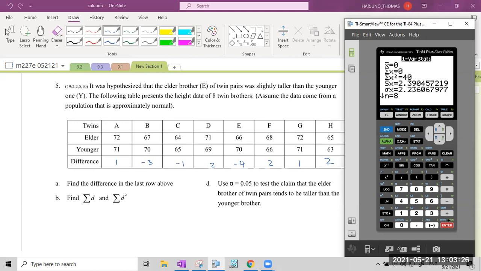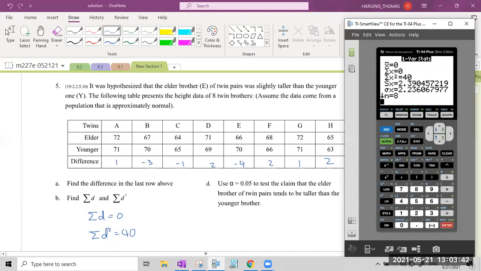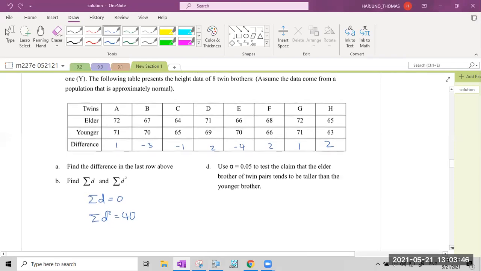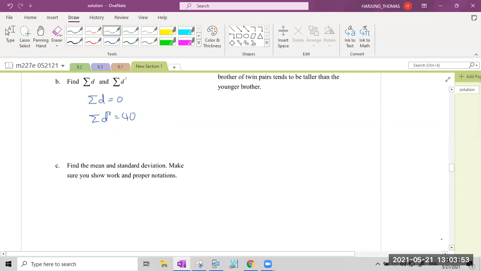So you see the x bar is 0. Okay, so the sum of d is 0 and the sum of d squared is 40. Oh, okay. And then find the mean and standard deviation. Make sure you show work and proper notation. Okay, then d bar equals the sum of d over 8. That's 0.